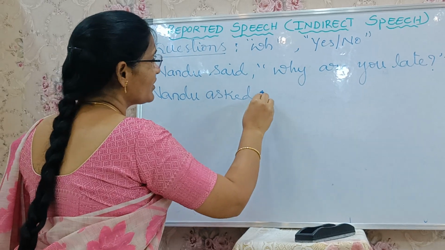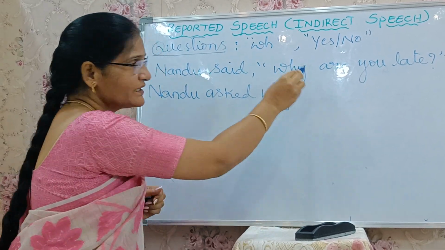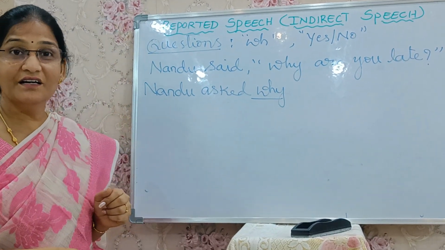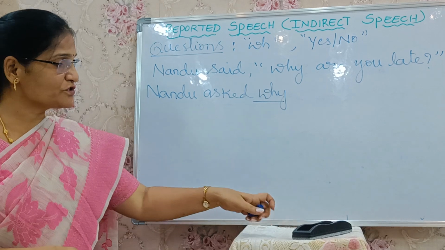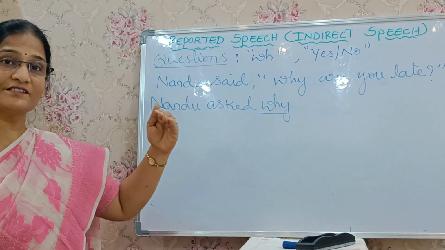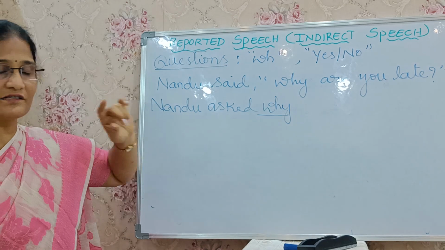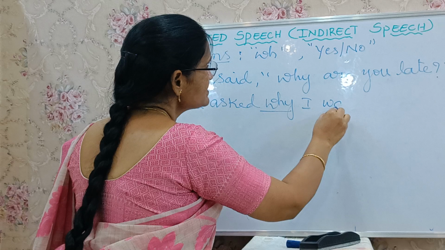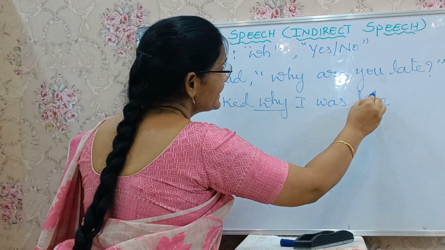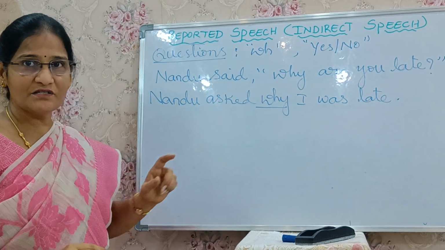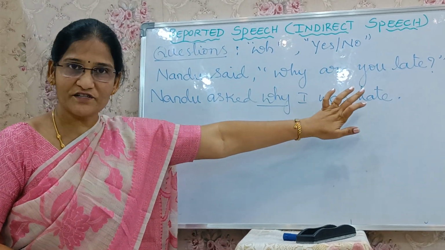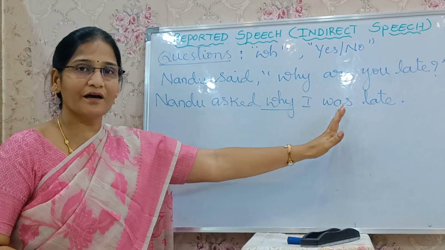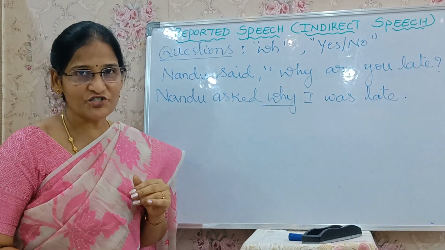The link word here, what we have to use for WH words, WH questions, is the same question word. You have to use it as a link word. You are not supposed to use any other word, any extra linker. The same word acts as a linker here. Nandu asked why I was late. So see, the word order has also changed, because here the word order is in a question and now we have to change it into a statement. That is why first subject and later verb, the word order has changed.